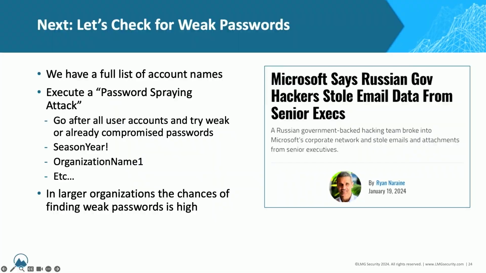Exactly. All right, so we mentioned before that we were going to go after user accounts and passwords. So let's check for weak passwords first and foremost. We have a full list of account names, so that's going to give us half of the equation that we need here. But we can execute a password spraying attack pretty easily against this network at this point. So we're going to go after all the user accounts, and we're going to try weak or already compromised passwords. And what do you guys think? How many passwords do you think are available on the dark web and have already been compromised up to this point? Anyone have a guess?